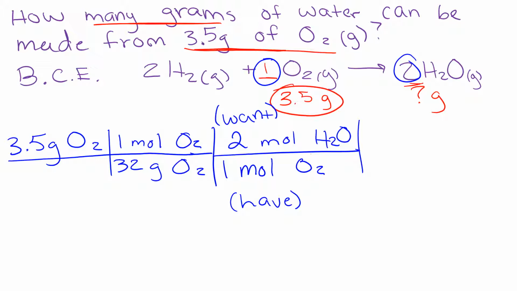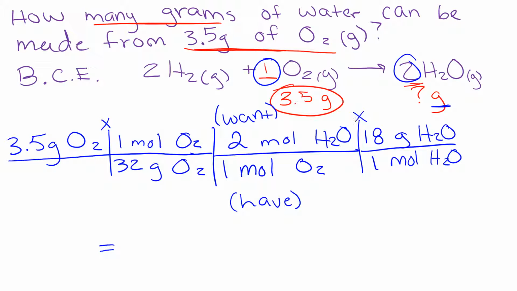Then my answer is asking me in grams, so I've got to convert it back to grams by multiplying by the molar mass of H2O. Okay, so then when I do all this, I should get an answer. And to find that answer, I would do 3.5 times 2 times 18 divided by 32. And I get some sort of answer in grams of H2O.